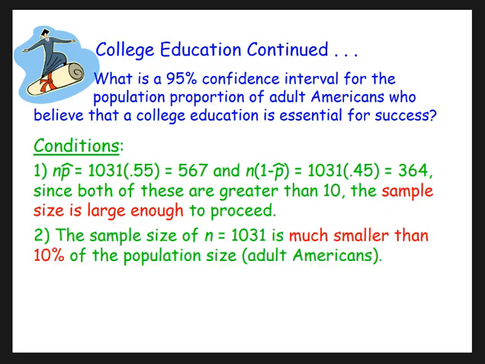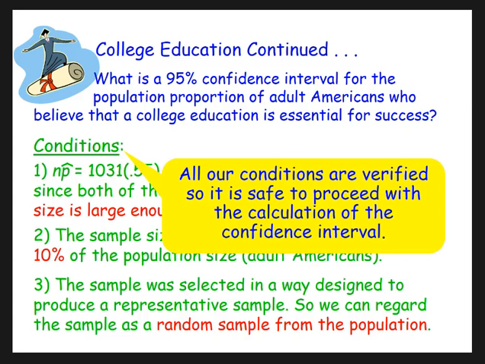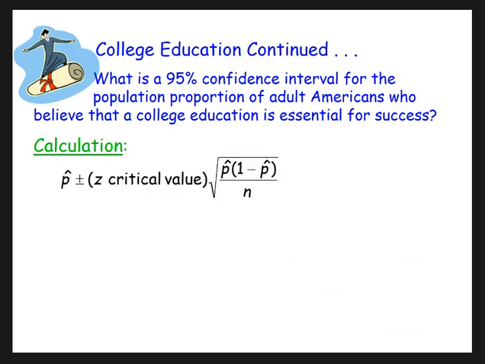Also, we're assuming that the sample size is much smaller than our population. If we're looking at a population of adult Americans, that's over 300 million people. 1,031 is definitely less than 10% of the population. Next, the sample was randomly selected. Generally, it has to be a simple random sample. So our conditions are verified. We can go ahead with the confidence interval.